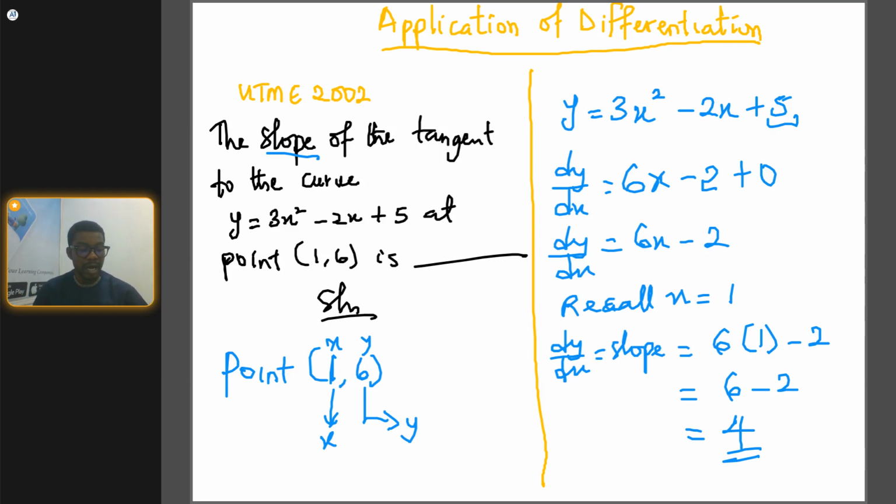The slope at (1, 6) is 4. So this is how you solve questions that have to do with the applications of differentiation.